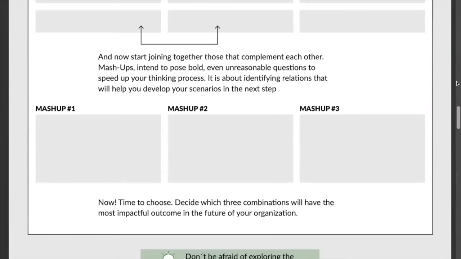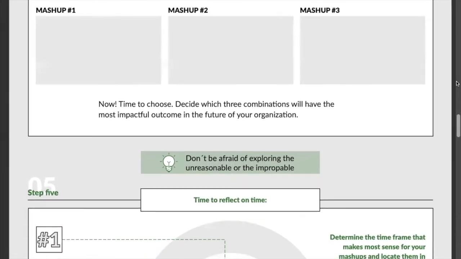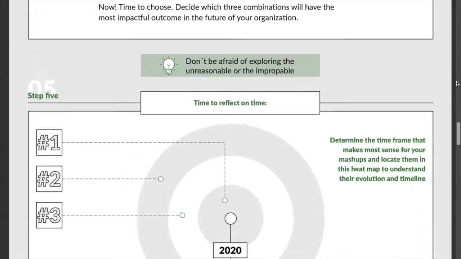After that, write them down. Choose which mashups you would like to focus on and write them in these blank text boxes. Now time to choose. Decide which of the 3 combinations will have the most impact outcome in the future of your organization. Don't be afraid of exploring the unreasonable or the improbable.